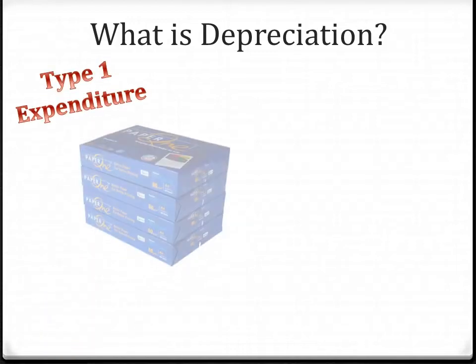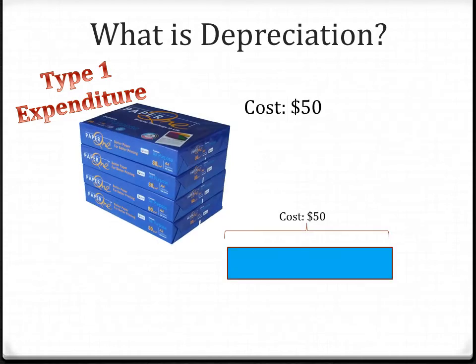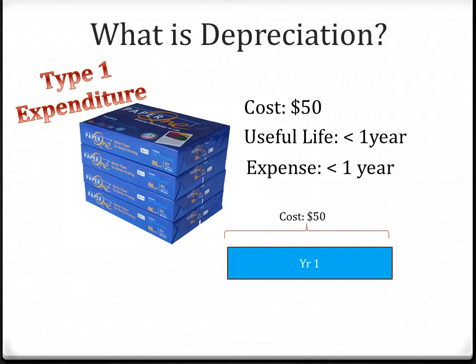Type 1 kind of expenditure, reams of paper. For instance, these reams of paper cost $50. So you would see here, $50 is the whole entire cost of these 4 sets of papers. Now, the useful life is obviously less than 1 year because we use papers quite a fair bit in any office. So therefore, because it is less than 1 year, we call this an expense. Now, because it's an expense, it is totally expensed in the profit and loss account. We would typically call it maybe stationery.